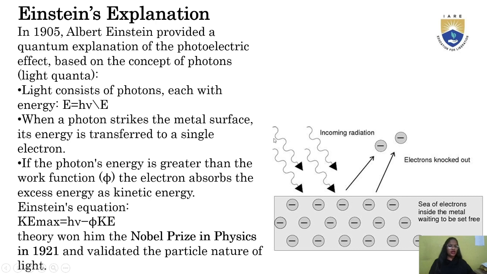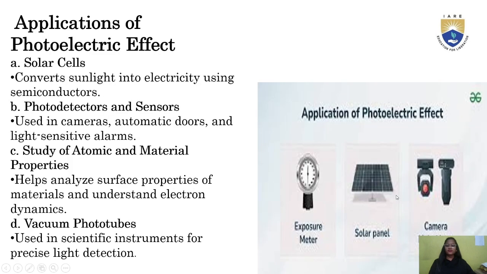Now, as we can see here, incoming radiation falls on the metal surface, and the electrons will get knocked out after the energy has fallen over the metal surface.